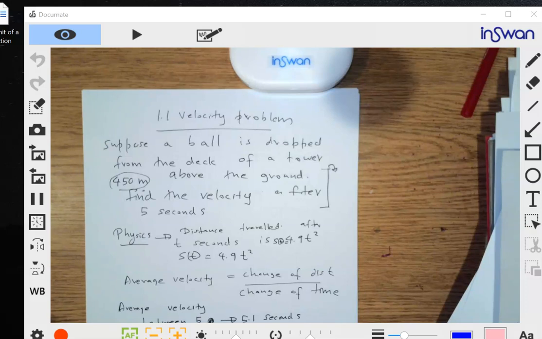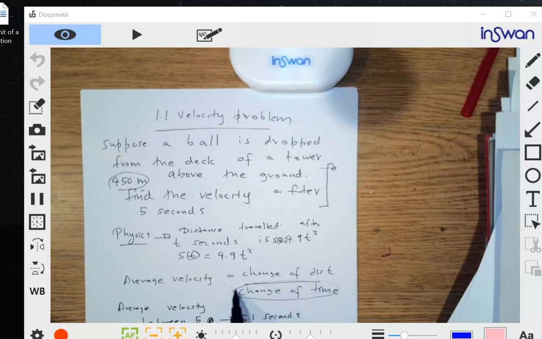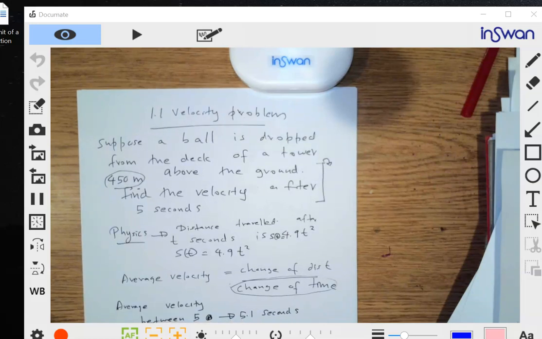which is an interesting problem, because if the velocity is change of distance over change of time, and you want it exactly at 5 seconds, then there is no change of time. So the denominator becomes 0. We are dividing by 0, which is a problem. So how exactly are we going to find the velocity exactly after 5 seconds? This is a central problem which introduces you to the concept of limit.